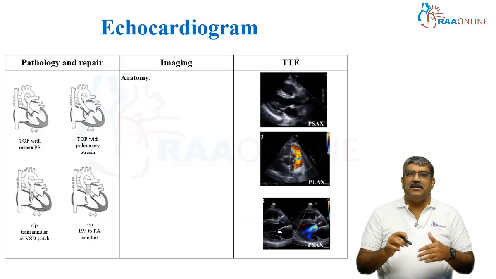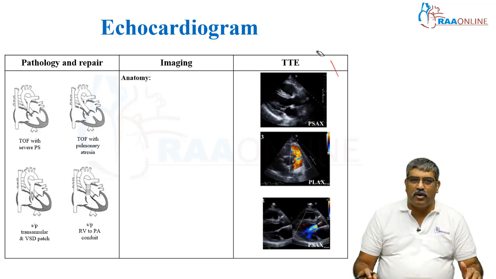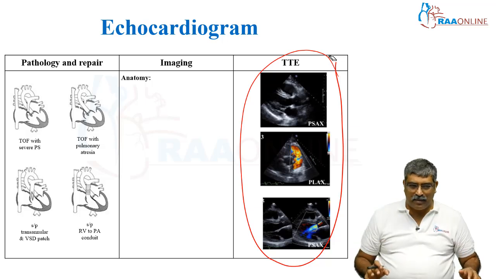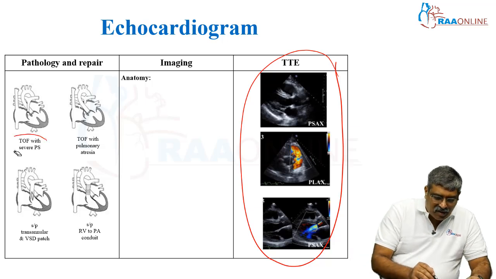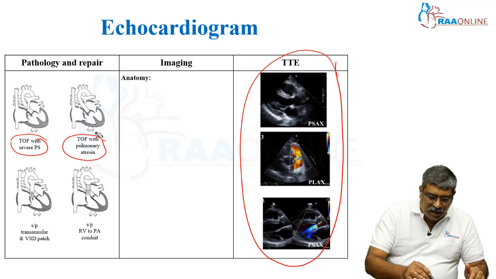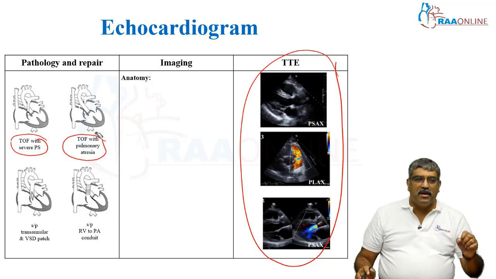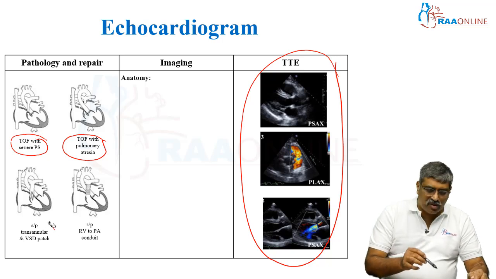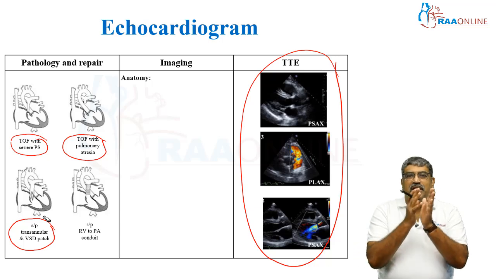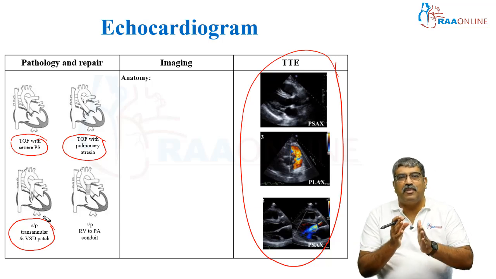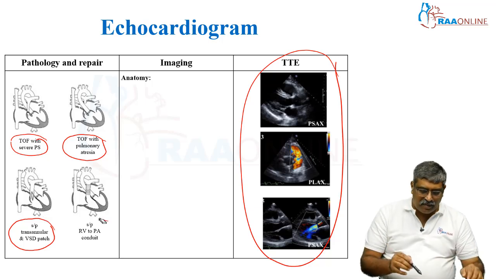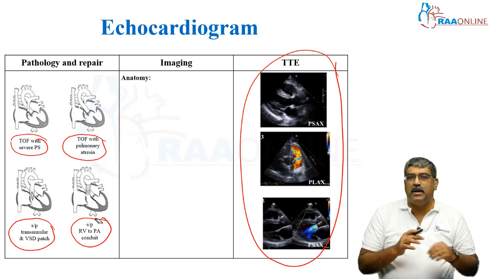For example, the child has undergone a tetralogy of Fallot repair and there is an echocardiogram which you do. Okay, echocardiogram done. The child might have tetralogy with severe PS or it might be a tetralogy with pulmonary atresia. Here, in tetralogy with pulmonary stenosis, you do a transannular patch and VSD closure and you divert the blood from the RV into the pulmonary artery. In case of pulmonary atresia, you do an RVPA conduit.